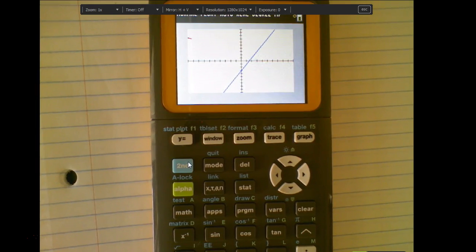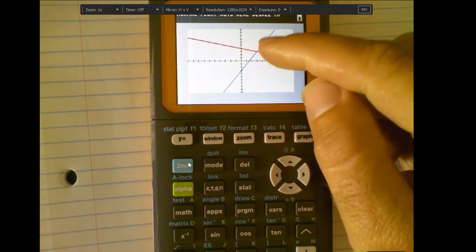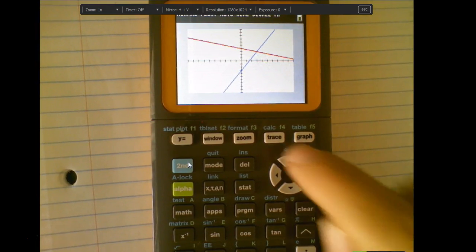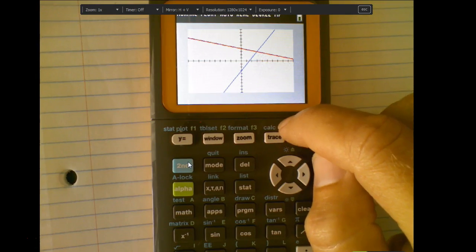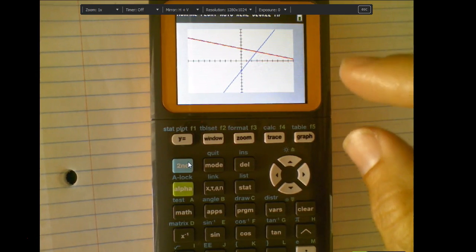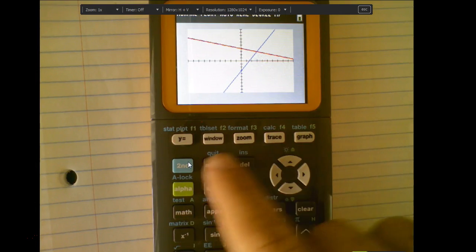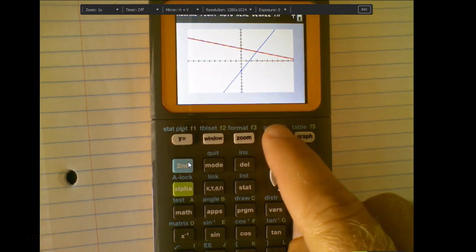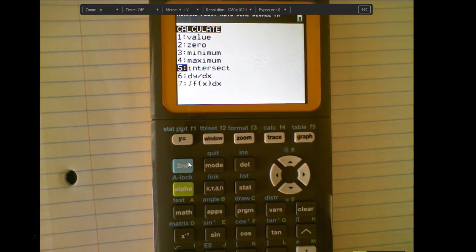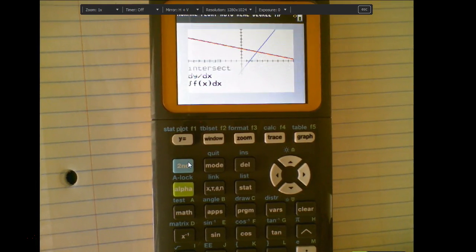So there was the first one. Here comes the second one. So I can see that's their point of intersection. I just have to identify what those coordinates are. Right here under Calc is where you find all the cool features to use from your graphing screen. It's in blue, so I have to hit second, Calc. And option 5 is where they intersect. So I'm going to hit enter on that one.